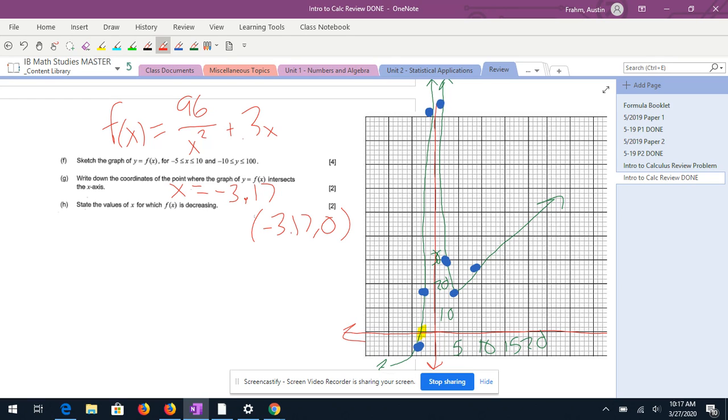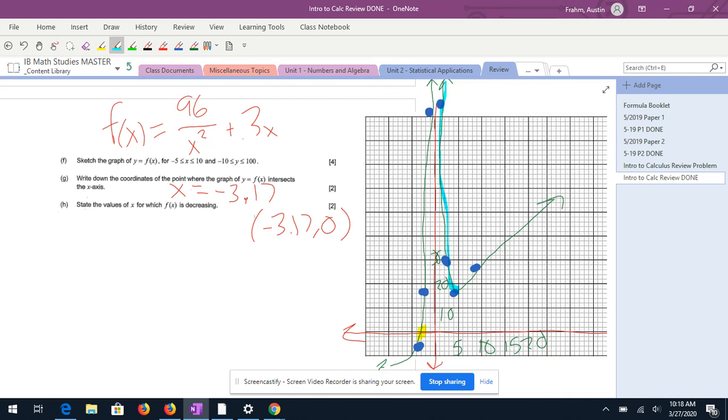Letter H then says state the values of x for which f of x is decreasing. So if we look at the picture of our graph, everything on the left-hand side of the y-axis, the graph is increasing. It's going up. But on the right-hand side, if I highlight this portion, from the very top all the way down to this local minimum point is where the graph is decreasing.